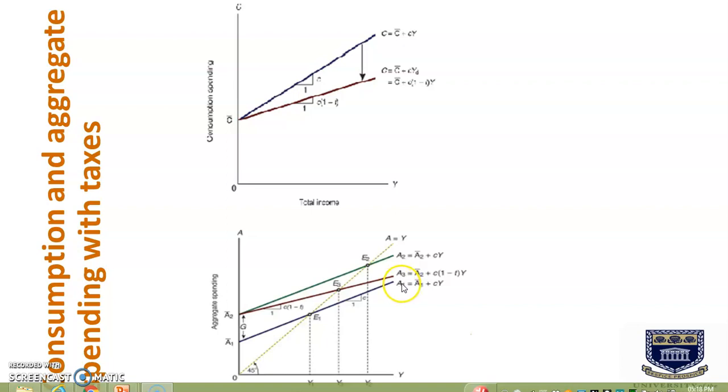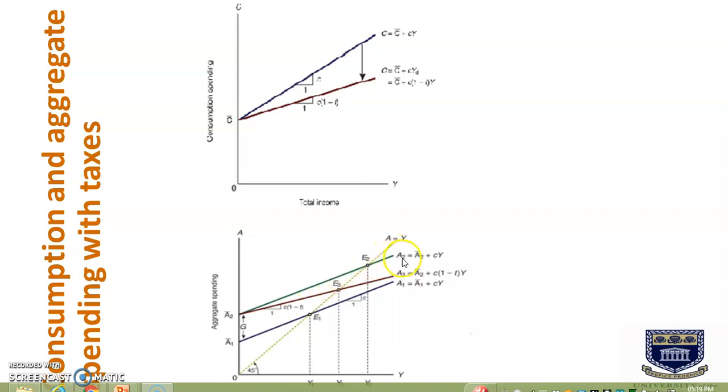Note the difference between this A1, versus this A1 bar. This A1 bar represents the autonomous component C bar plus I bar for your simple two-sector model. Right. When government spending, G, is introduced, there is a parallel shift upward of the aggregate spending function to A2. So note, when we introduce government spending, this curve over here shifts upward in a parallel fashion to become A2.